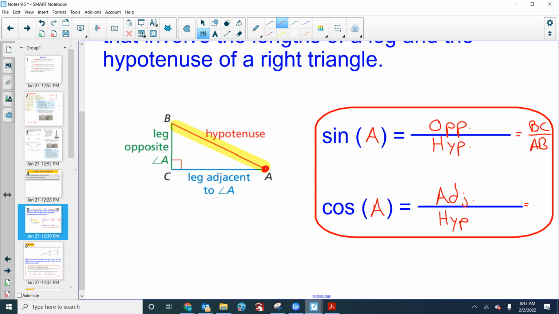What's the adjacent side to angle A? AC or CA. And the hypotenuse again is AB. The hypotenuse does not move.